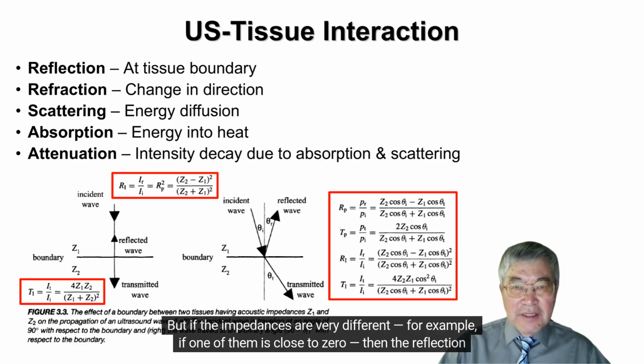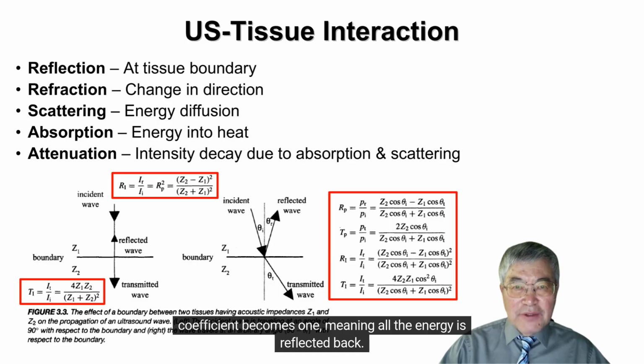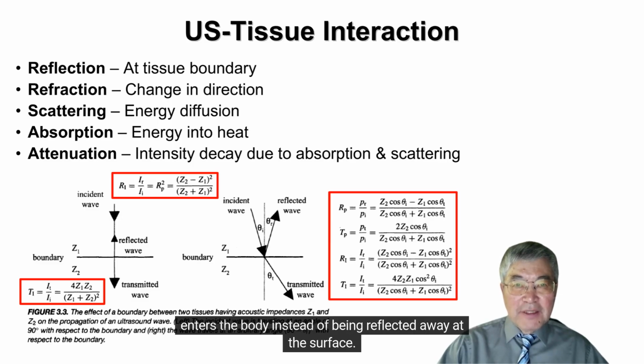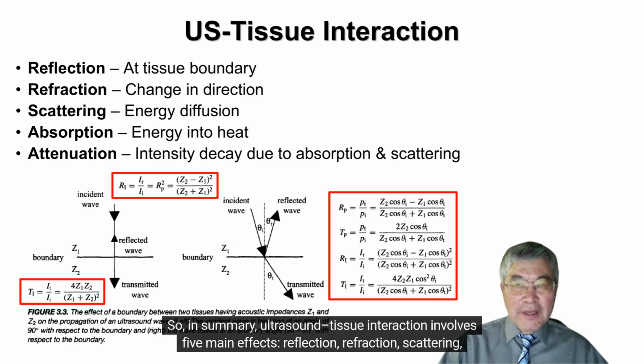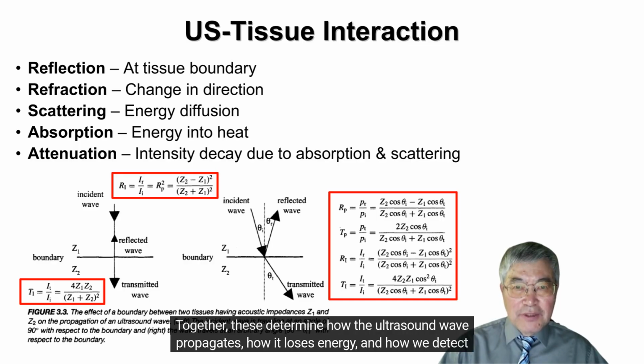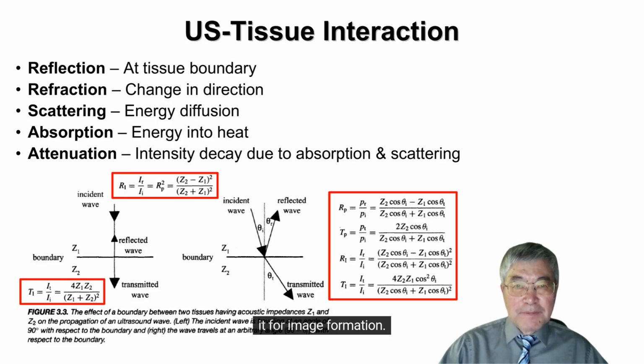But if the impedances are very different, for example, if one of them is close to 0, then the reflection coefficient becomes 1, meaning all the energy is reflected back. That's why impedance matching is so important in ultrasound imaging. It ensures that most of the sound energy enters the body instead of being reflected away at the surface. So, in summary, ultrasound tissue interaction involves 5 main effects: reflection, refraction, scattering, absorption, and attenuation. Together, these determine how the ultrasound wave propagates, how it loses energy, and how we detect it for image formation.